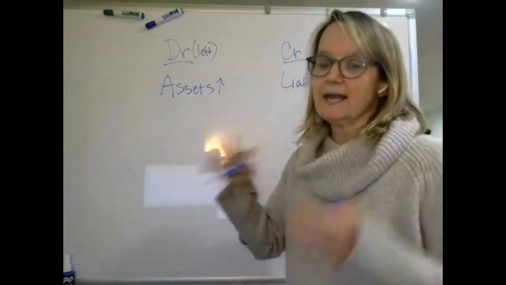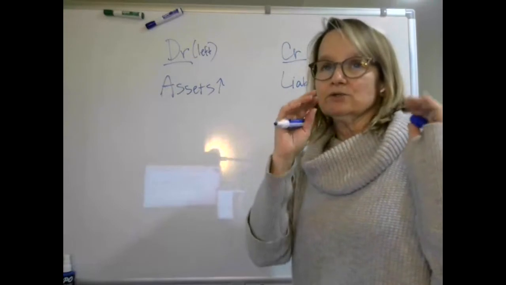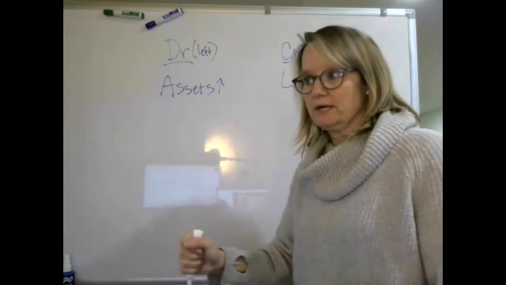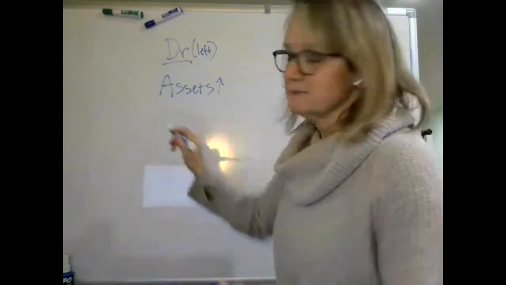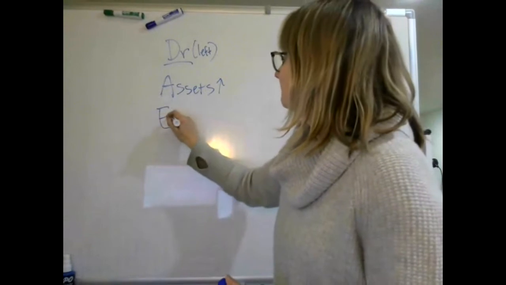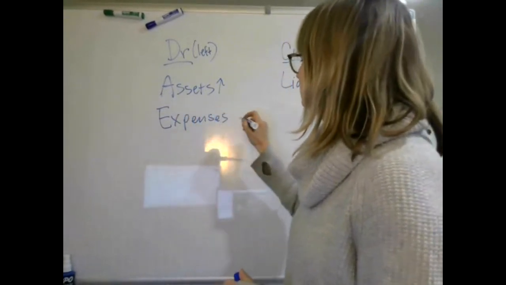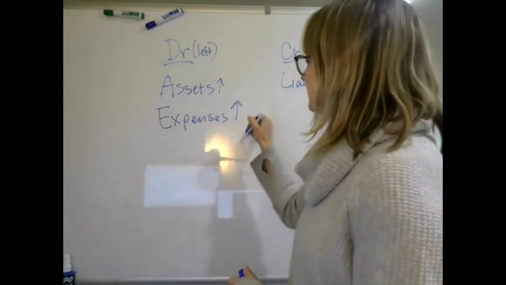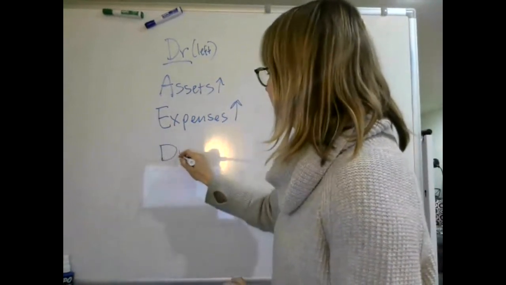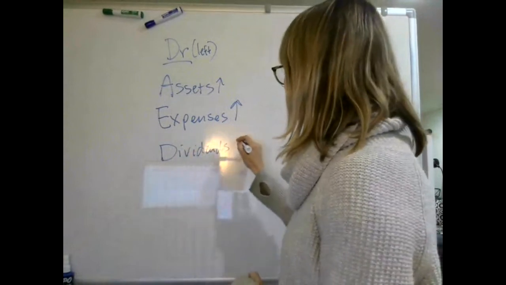This is something to help you remember: if it's a certain type of account, do I debit it to increase it, or do I credit it to increase it? Maybe some of you have heard of this mnemonic before. So expenses, we also debit to increase, and dividends. Dividends that we pay out.